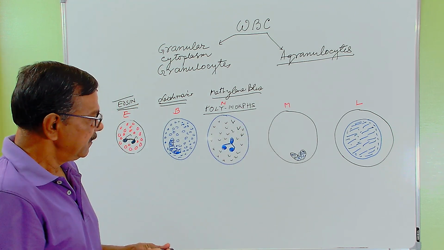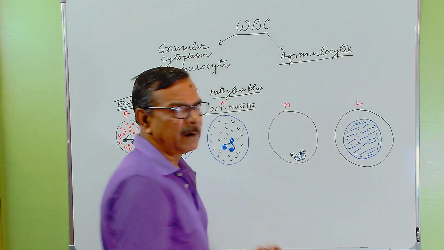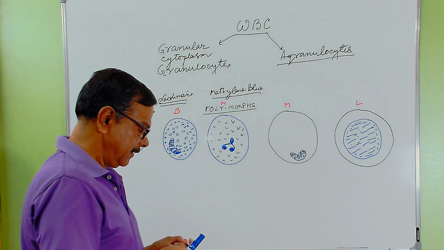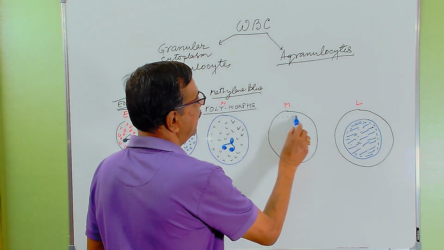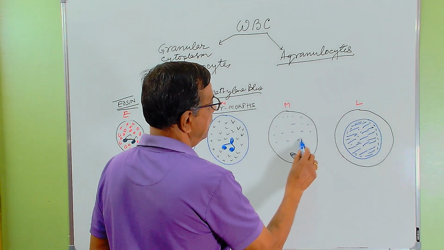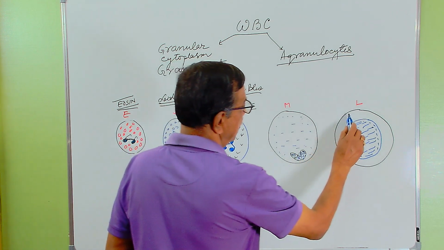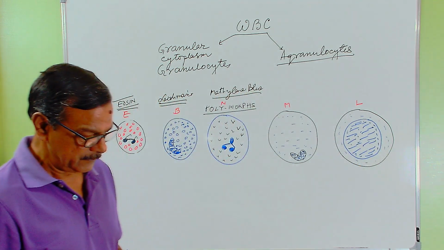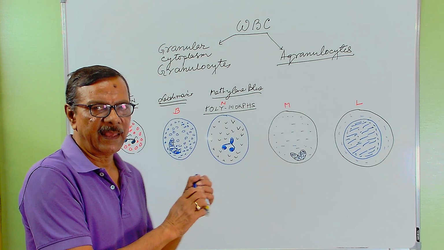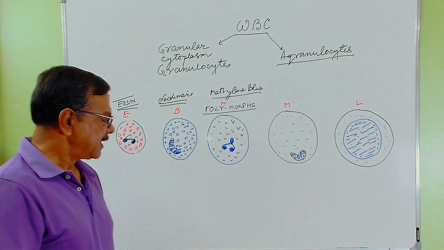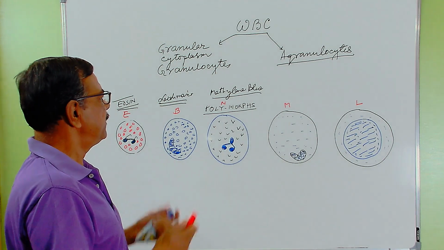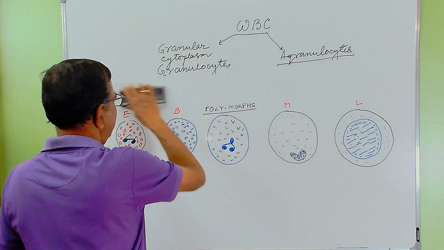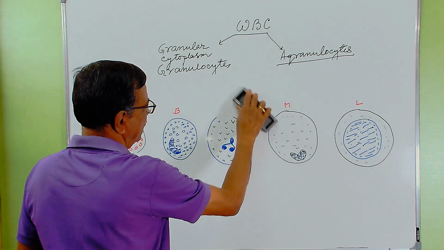Clear? And these are all agranular, that is no granules. But still the cytoplasm is there. So I will write. Clear? So based on the nucleus, they are like this. Special thing, how will we differentiate now? We will differentiate in this way. These are called polymorph.